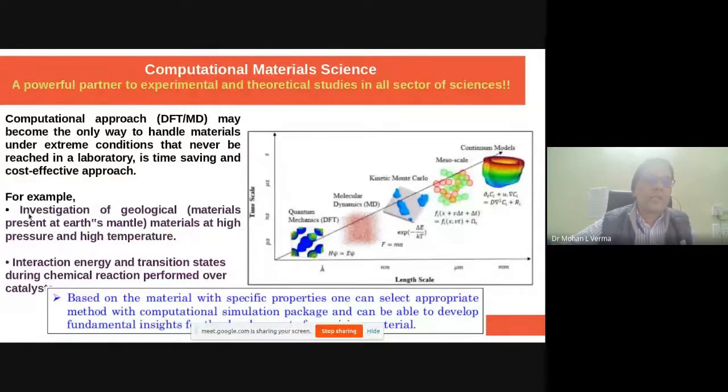For example, the investigation of geological materials, the materials present in the earth, at high pressure and high temperature. This is one example. Another is interaction energy and transition states during chemical reactions performed over a catalyst. So there are different computational methods, with time scale and length scale, and DFT, which is quantum mechanics based, is in this region, up to continuum models at the millimeter scale. So these are the scale terms, time scale as well as length scale.